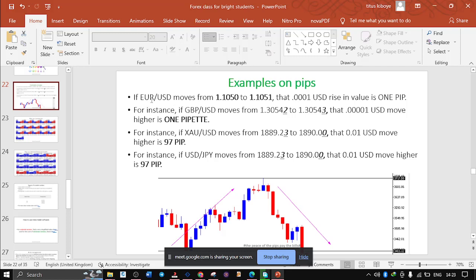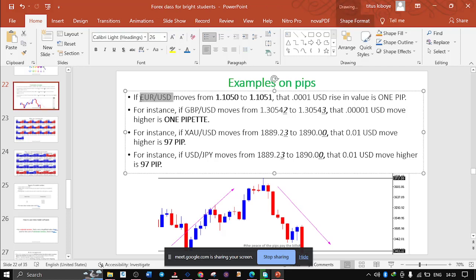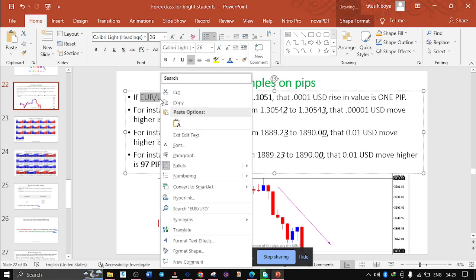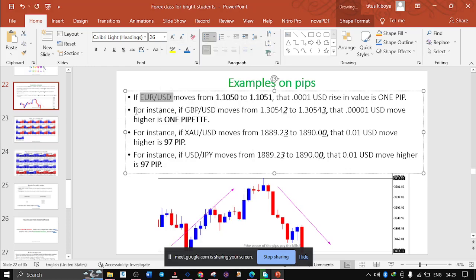If euro USD, so this is a currency pair. You get? Here we are trading euro against USD. So we are going to buy the euro at the same time selling the dollar. You get? And when the dollar gains value against the euro, we are going to sell this pair here. This pair here.